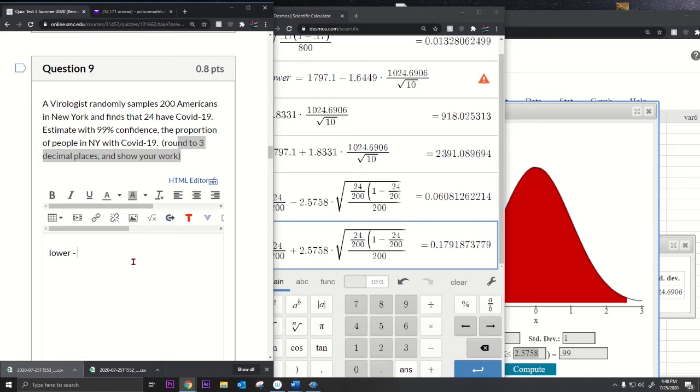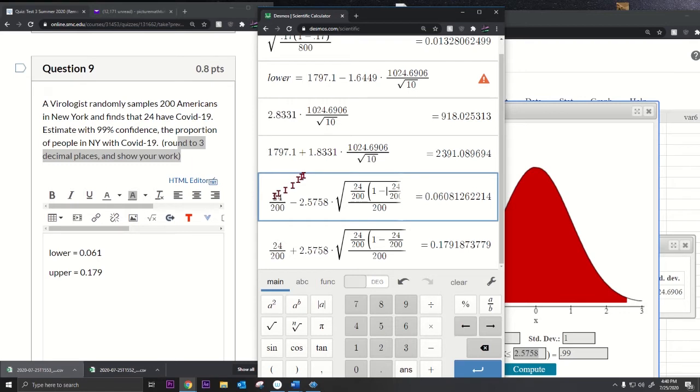Now it does say round to 3 decimal places, so I'm gonna show you my rounded answer. It's equal to 0.06, that's the thousandths place, and then the upper would be equal to 0.179.